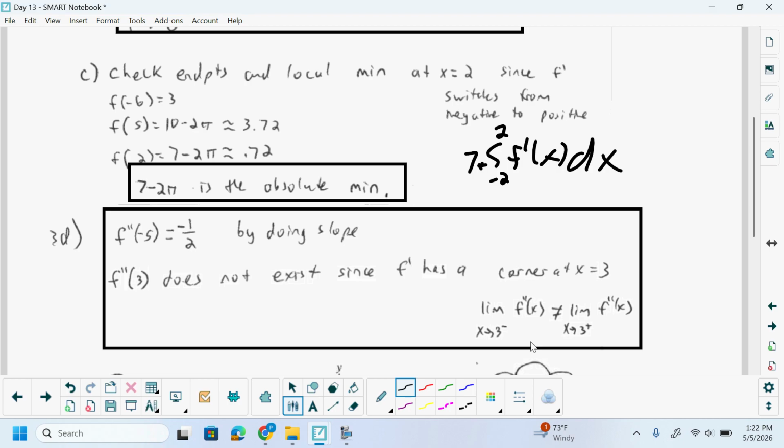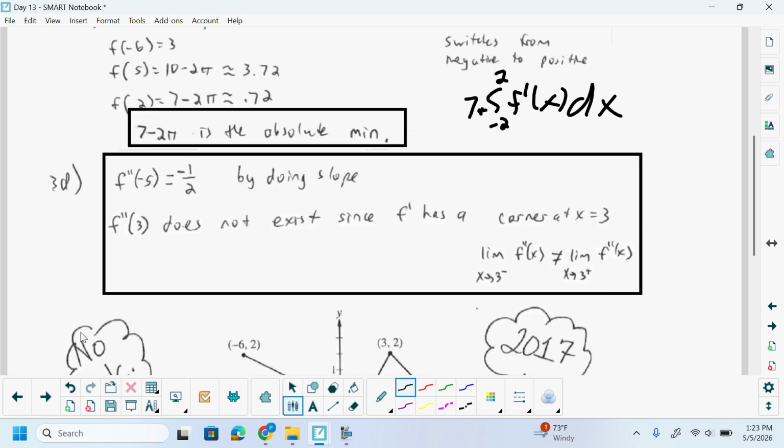For a derivative to exist, it has to be continuous, which it was at x equals 3, and your slopes from the left have to approach the slopes from the right. Well, the slopes from the left are a constant positive number, slopes from the right are a constant negative number. Those will never approach each other, so that's why we know the derivative does not exist there. Any abrupt changes in slope would cause a derivative to not exist.